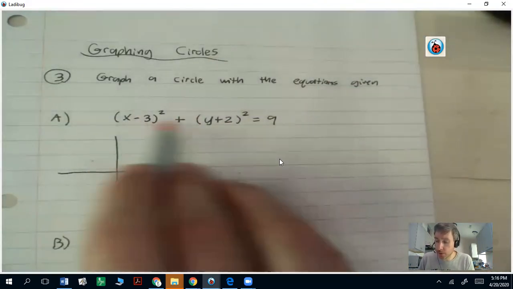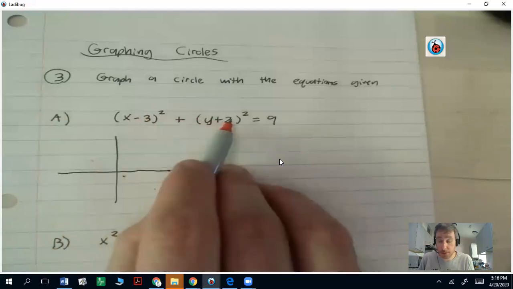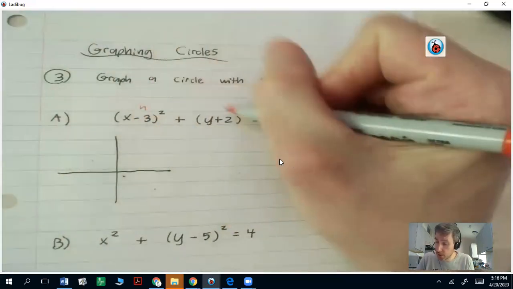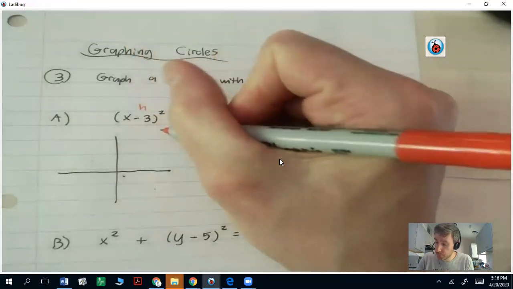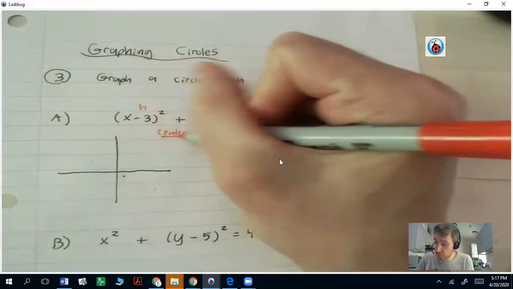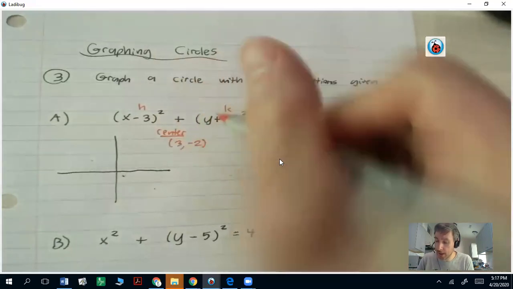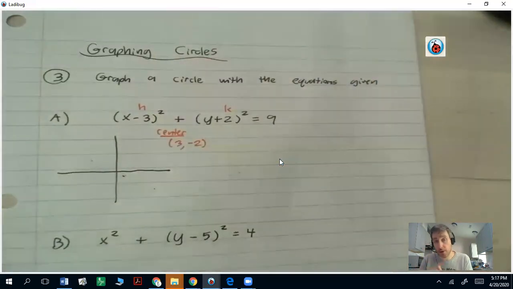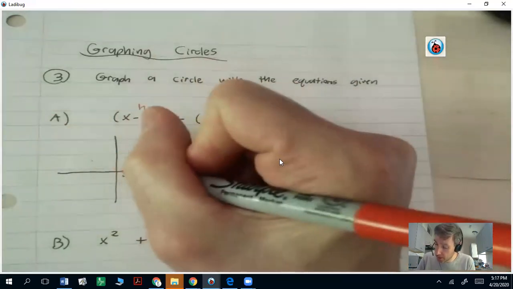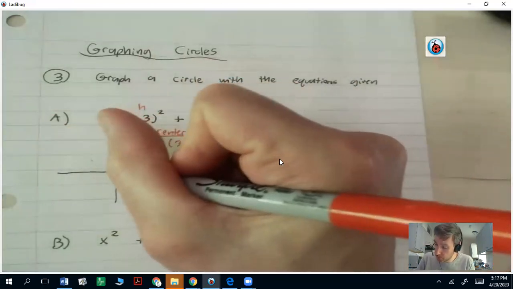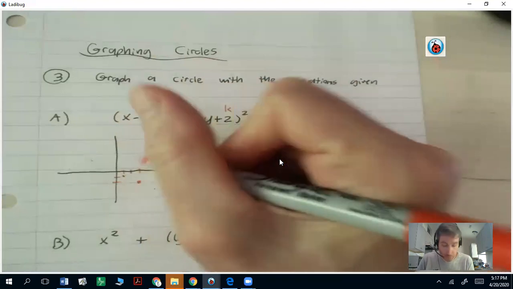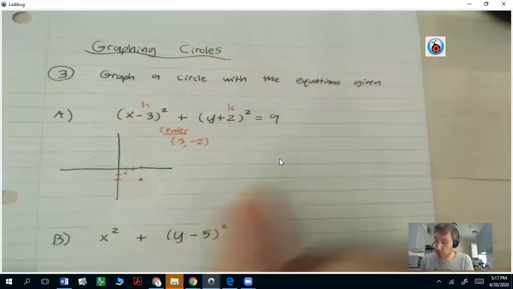Our center is going to be the opposite of the signs that are in the parentheses. So your h and k come from here. So our center will be positive 3 and negative 2. So we start by graphing that point. We're going to go right 3 and down 2. And there's your coordinate for your center.